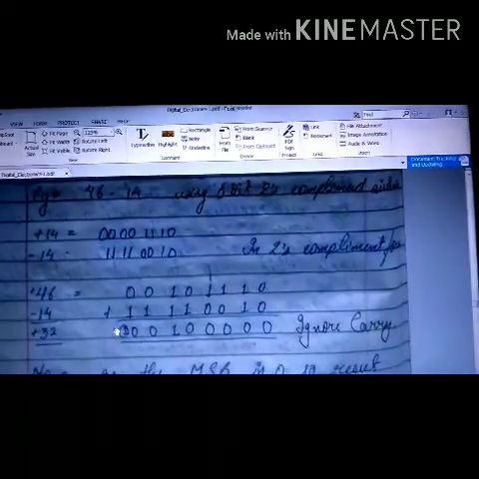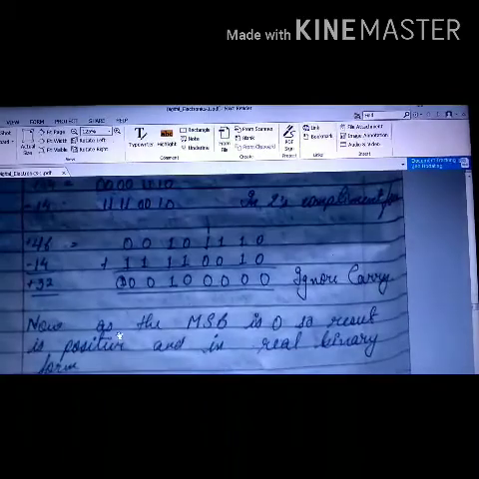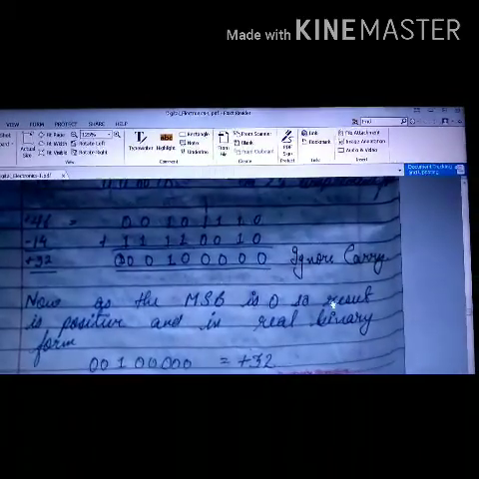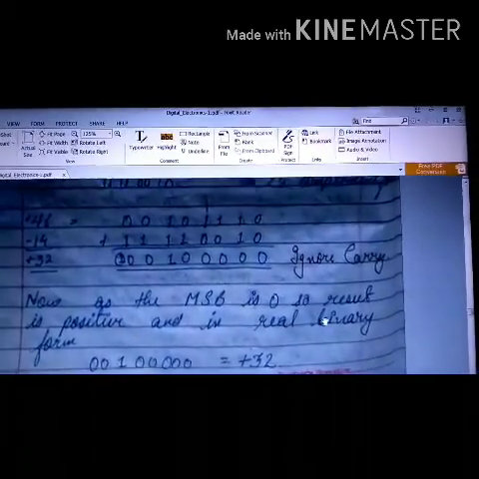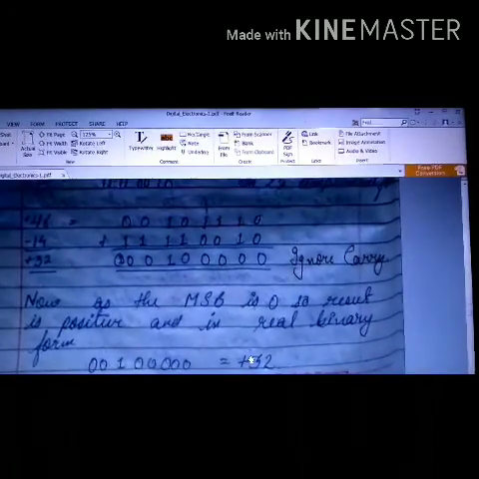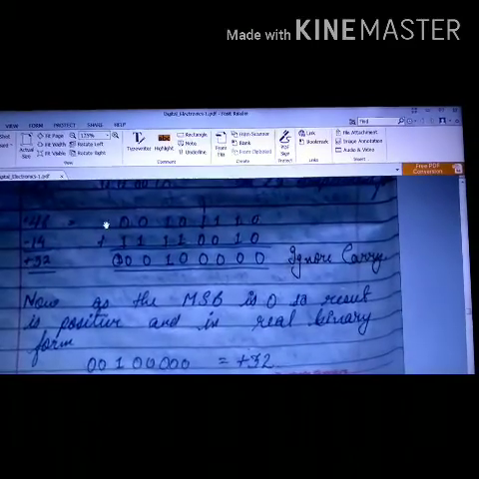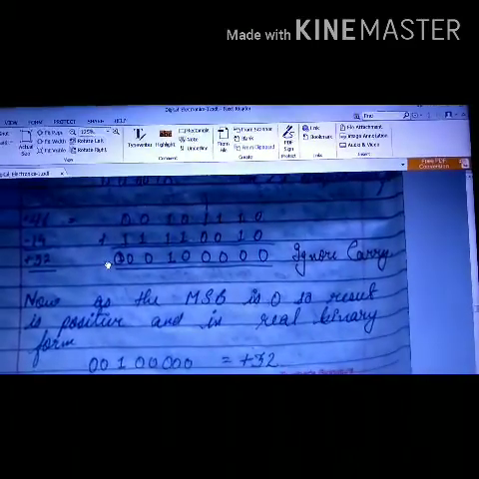Okay, now we are getting 1 as a carryover. So we will ignore the carry. Now as the MSB is 0, the result is positive and in true binary form. So we can convert this number and we will get plus 32 as the answer. So here is the solution in decimal and here is the solution in binary form.